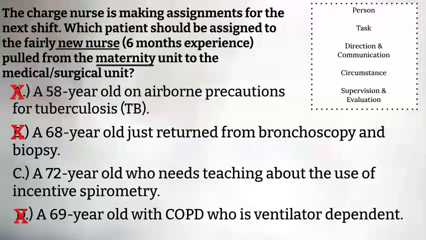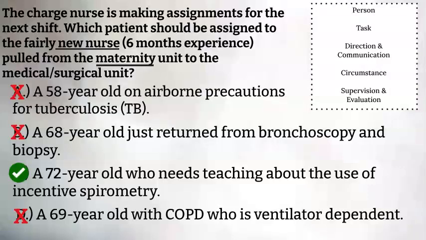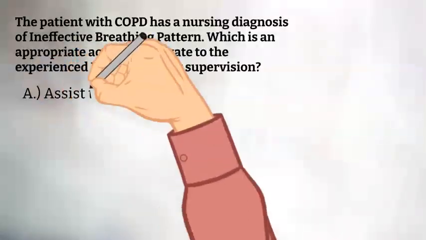So that leaves us with option C, the 72-year-old who needs teaching about the use of incentive spirometry. Not only is she the right person, but she has experience with this type of teaching. So this is the patient we will assign to her.